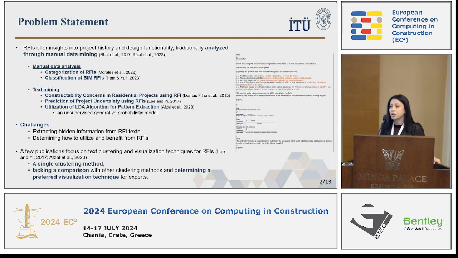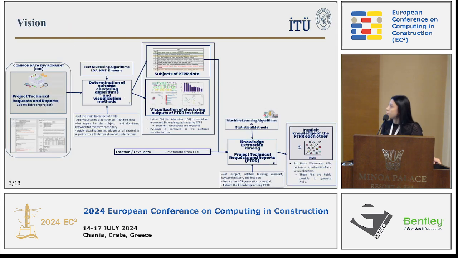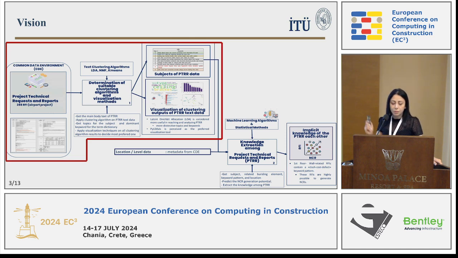These subjects are generally different from the human summaries which can be found in a regular RFI document. So what concerns us is extracting all the subjects from all the RFI documents for the project. The vision in my research is that when we automatically extract subjects from RFIs, we can use this information to predict potential uncertainties. In this presentation, I'm going to focus on the first step of this vision.